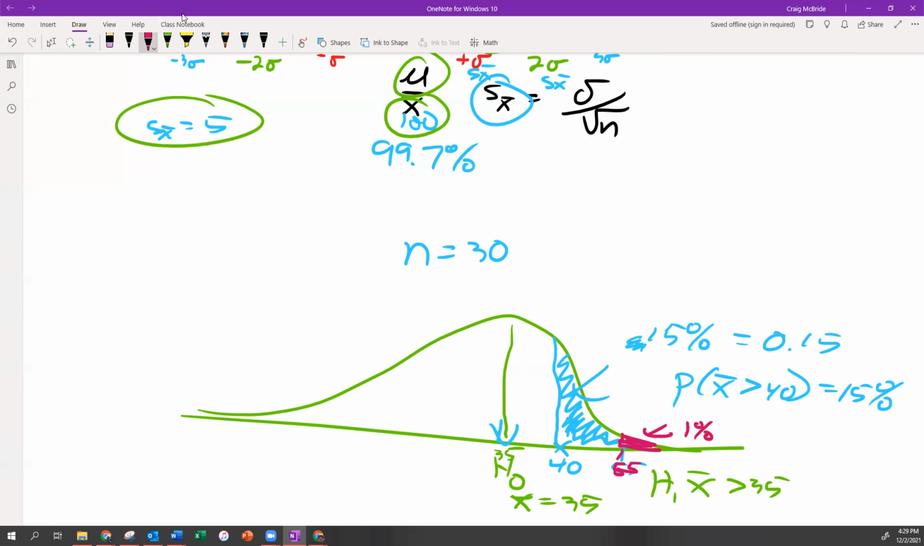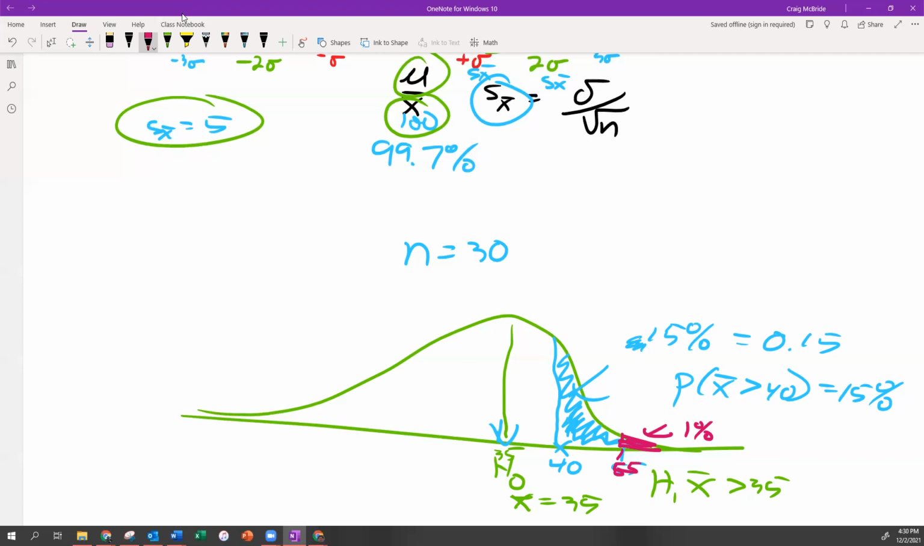Well, then we have to realize one of two things happened. Either the population does in fact have an average of 35, and we just happened to win the lottery and get that 1% possible sample that has a mean of 55. It's not impossible. There's a 1% chance it could happen. So it's absolutely possible, but it's also very, very unlikely, right? It's only a 1% chance.